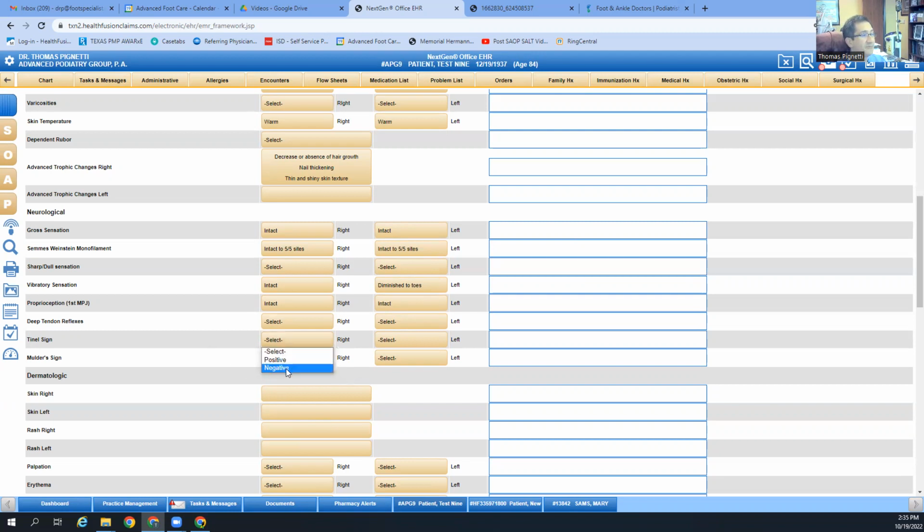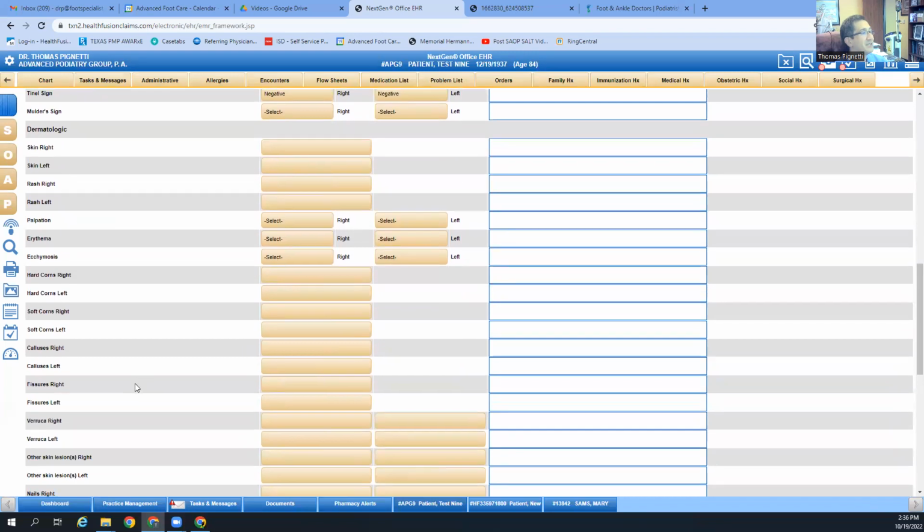Mulder's sign, I'm just going to say negative for that. Mulder's sign is for neuromas. We'll be checking to see if, when we squeeze the foot from side to side, they have pain. If we squeeze the foot from side to side and push in the second or the third interspaces, do they get a zinger or a pop or some kind of abnormal sensation? That's a positive Mulder sign. Whether it's in the second or the third interspace will let you know what's felt.